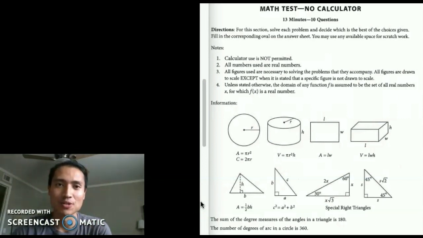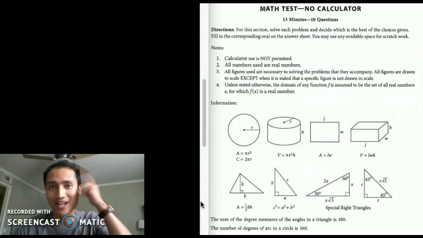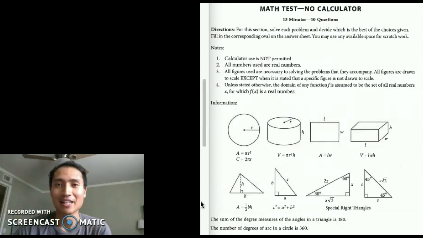Today I am going to do some SAT math without a calculator. Remember that pretty much every single math problem on the SAT can be solved without a calculator. It's really only helpful for a handful of questions. Everything else comes up here. And let's go ahead and get started.